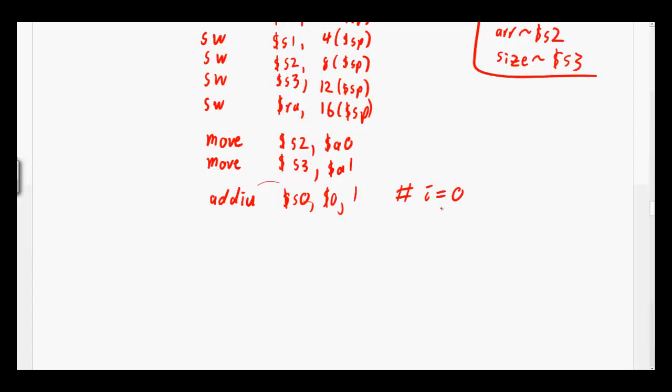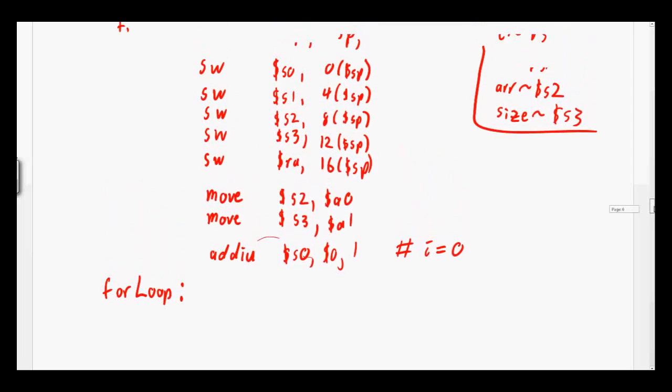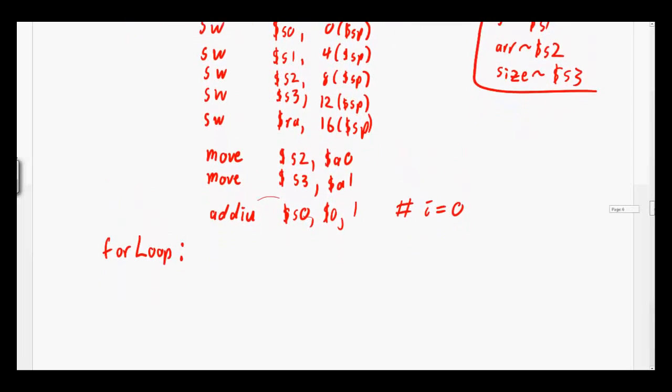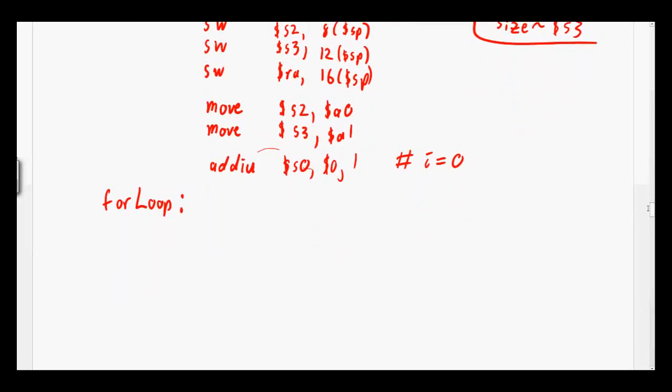All right. Then we can get into the actual for loop, which I'm going to give the label for loop. If you're writing MIPS and there are a whole bunch of other functions around, for loop is maybe a little bit too general of a name because there can only be one label with a given name in each MIPS program, but for our purposes it's fine here.